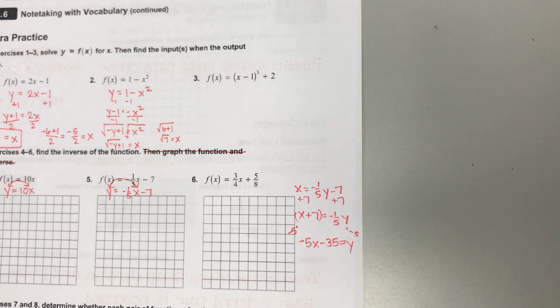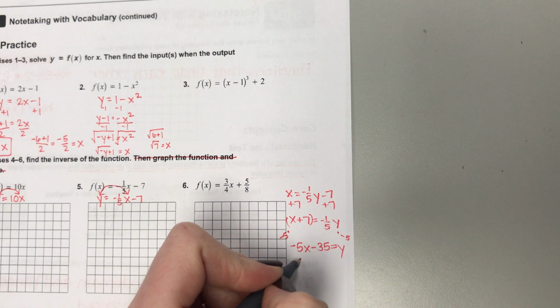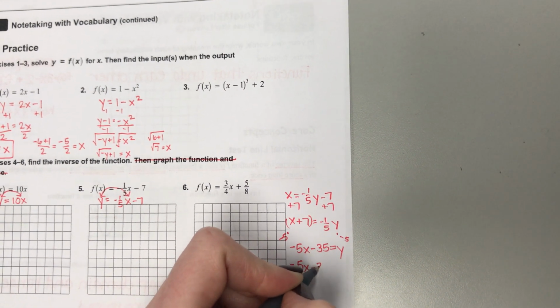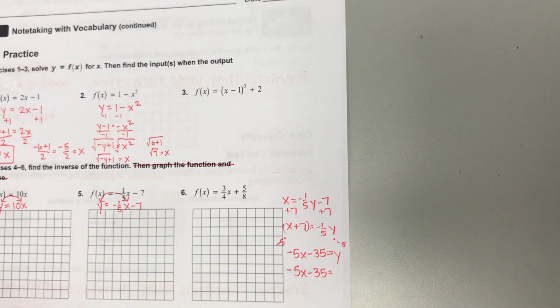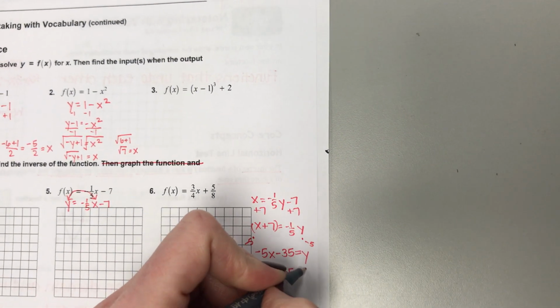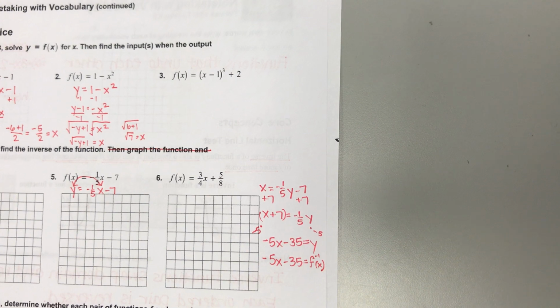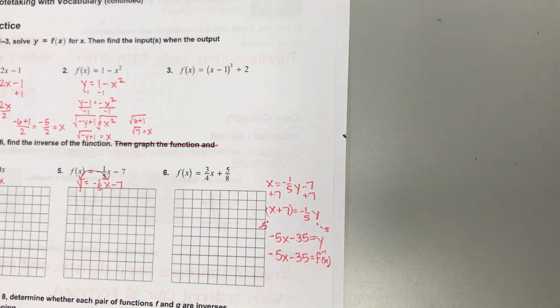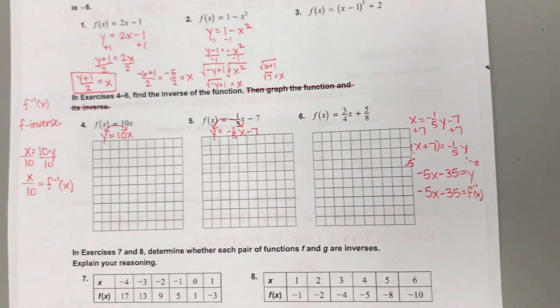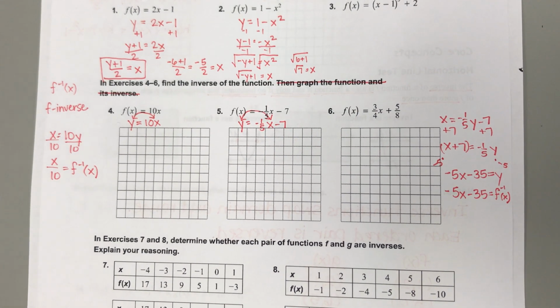And again, this isn't really y anymore. It's f inverse. So we write it back in function notation, but with that little negative 1, so we know that it's the inverse function. Okay? So we're not worrying about graphing, so that's all that you've got to worry about here.